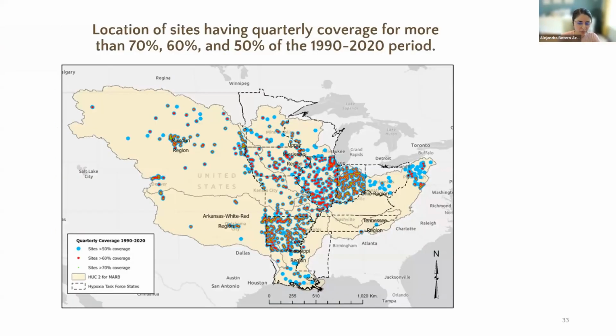And here is an example of how additional sites could be located. For example, the red dots are sites that have more than 60% coverage, and the blue sites have more than 50% coverage. So these are sites that could be added if we relax our criteria a little bit, but we need to make sure that we are not adding too much uncertainty to our results.